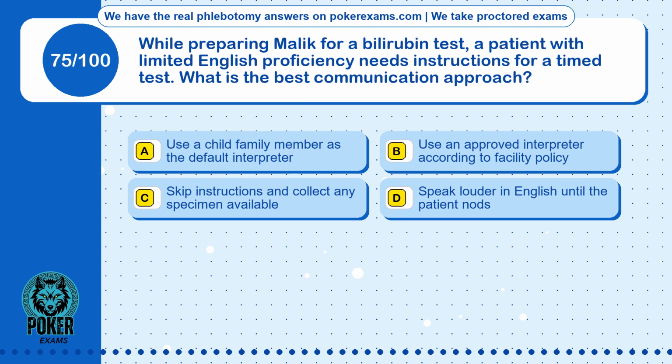Question 75. While preparing Malik for a bilirubin test, a patient with limited English proficiency needs instructions for a timed test. What is the best communication approach? Option A, use a child family member as the default interpreter. Option B, use an approved interpreter according to facility policy. Option C, skip instructions and collect any specimen available. Option D, speak louder in English until the patient nods.